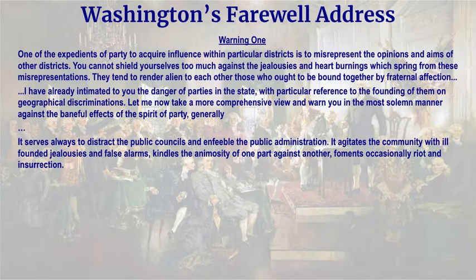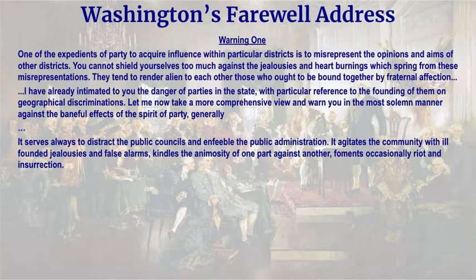Let me now take a more comprehensive view and warn you in the most solemn manner against the baneful effects of the spirit of party. Generally, it serves always to distract the public councils and enfeeble the public administration. It agitates the community with ill-founded jealousies and false alarms, kindles the animosity of one part against another, foments occasionally riot and insurrection.